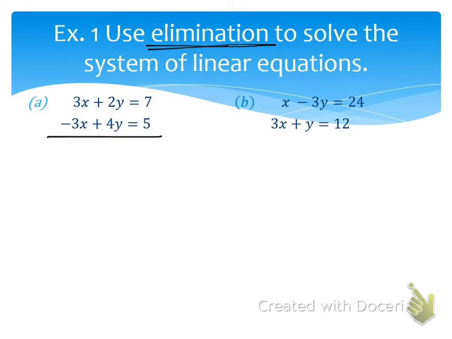So let's go ahead. What is 3x minus 3x? 0. Awesome. Okay, and then we combine things vertically. What is 2y plus 4y? 6y equals, what is 7 plus 5? 12. Now, we're solving simple equations here. So, Carson, how am I going to solve for y?